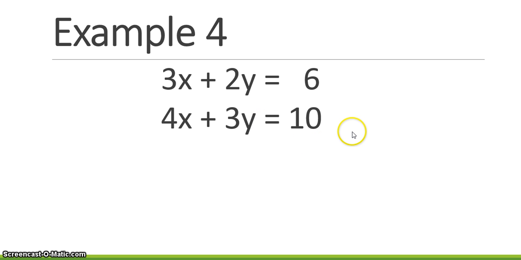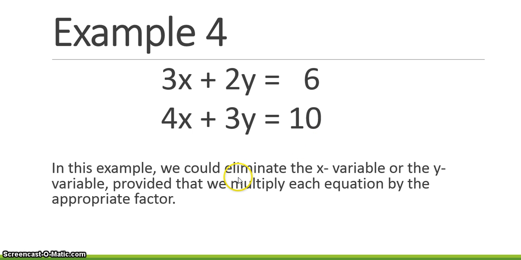First of all, I need to decide which variable I want to eliminate. I could eliminate the x's or I could eliminate the y's. Depending on which variable I choose, that will then determine what I multiply each equation by. I can multiply each equation by different factors to make one of these variables even. We could eliminate the x variable or the y variable, provided that we multiply each equation by the appropriate factor.